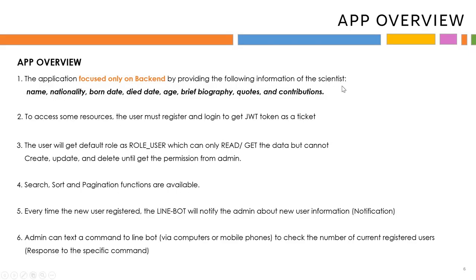So I passed the first bullet, and the second is to access some resources, the user must register and log in to get the JWT token as a ticket. And this second bullet will link to bullet 5. Every time a user registers, the Line bot will notify the admin about the new user information. It means that I use the Line notification to intercept this action when someone registers to the API. Okay, let me see it in the real application.